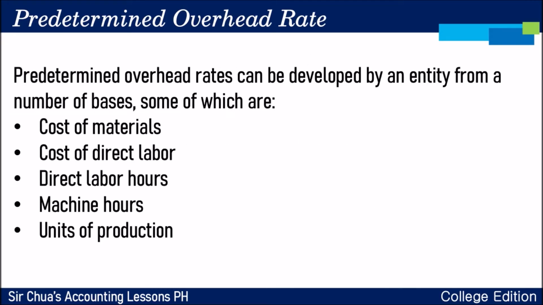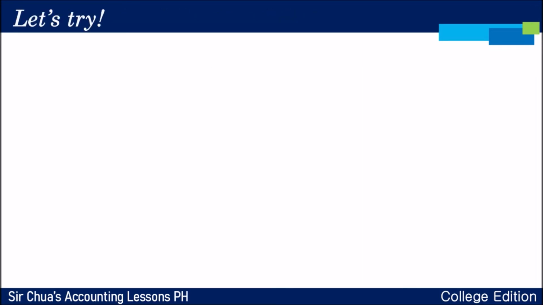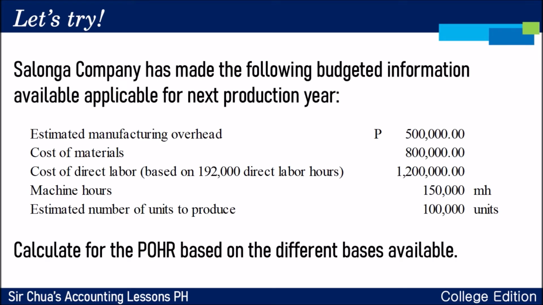Okay? Predetermined overhead rates can be developed by an entity from a number of bases, some of which are pwede pong galing sa material cost, sa cost of direct labor, or sa number of hours po ng direct labor, or the machine hours and units of production, or the number of units to be produced by an entity. Okay, so let's try that. So long a company has made the following budgeted information, take note of the word, it's budgeted, available, applicable for the next production year. So we have estimated overhead of 500,000, and then the cost of materials is 800,000.